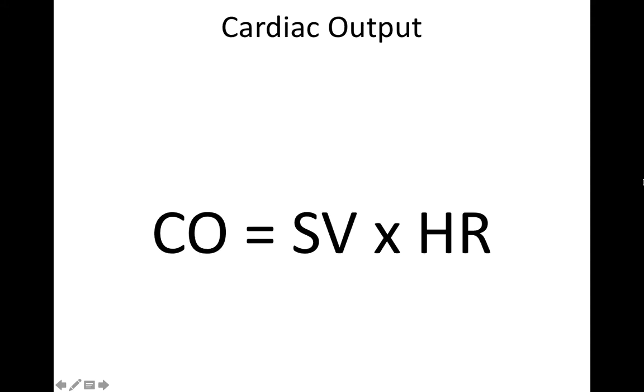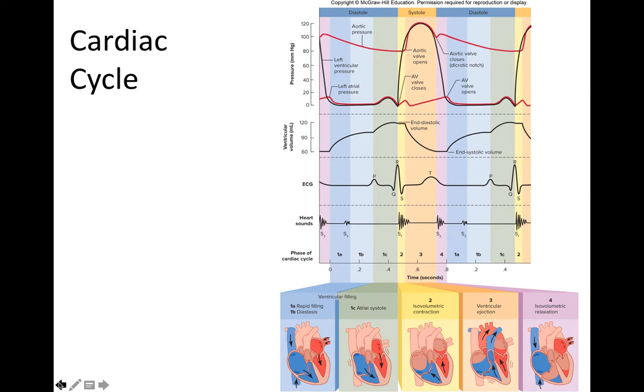All right, so let's talk about cardiac output for a second. Cardiac output is stroke volume times heart rate. So let me go back here for a second. Stroke volume is represented right here. It's EDV minus ESV. So it is the volume of blood that is ejected per ventricular contraction. Stroke volume.